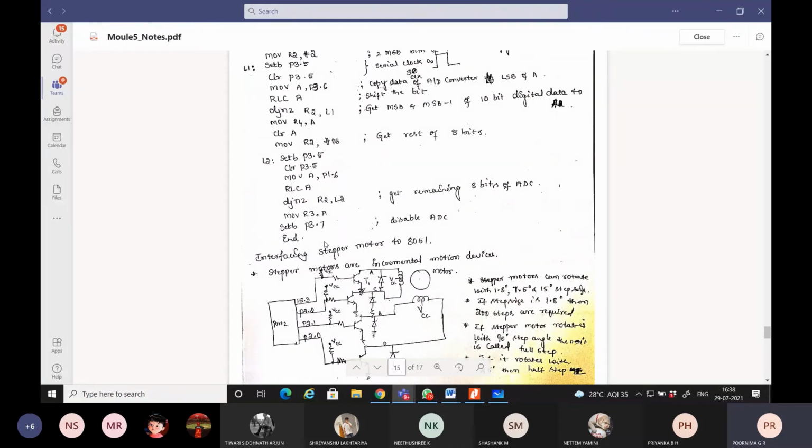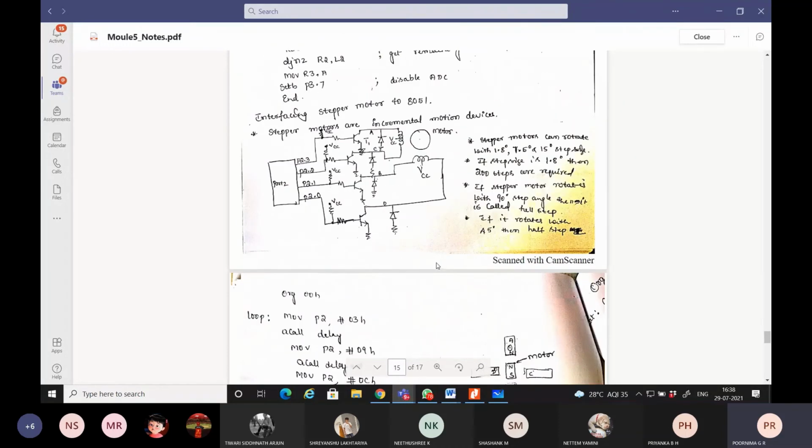The next important interfacing board is our stepper motor. This stepper motor, we know that it will rotate by itself in terms of step angles. The complete 360 degrees rotation has been divided into different step sizes in a stepper motor.